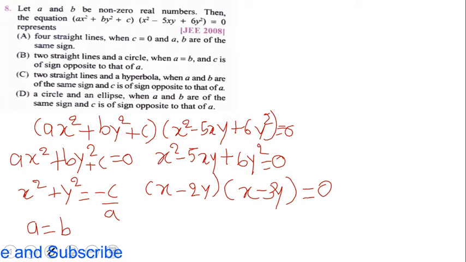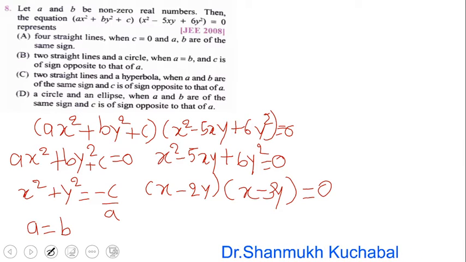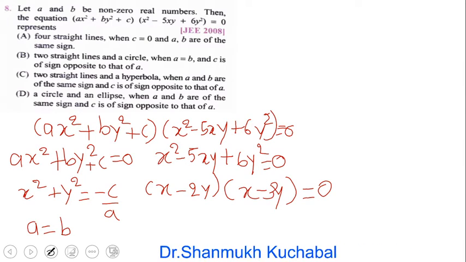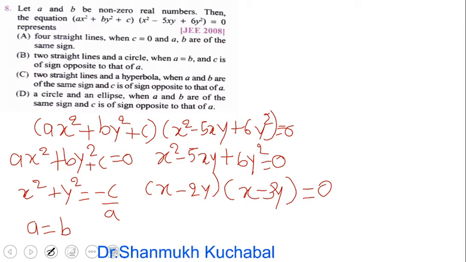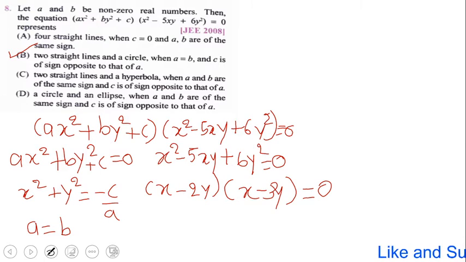So we can conclude this as, hence the equation represents two straight lines and a circle when a equal to b, and c is of a sign opposite to that of a. You can see c is minus c here. Therefore option B is the right answer: two straight lines with a circle, because x square plus y square equal to r square will represent the equation of a circle here.